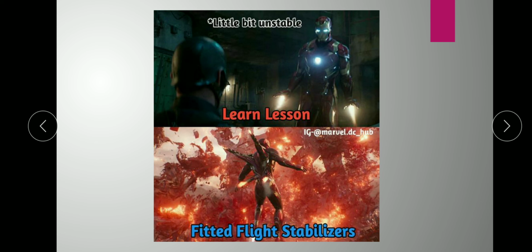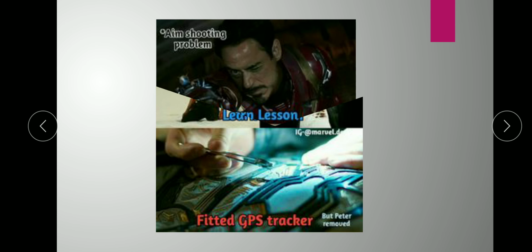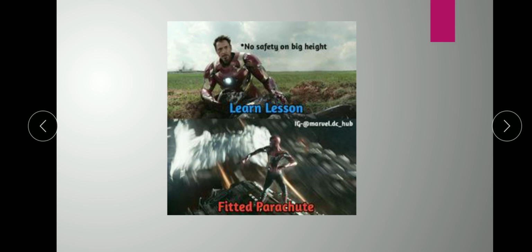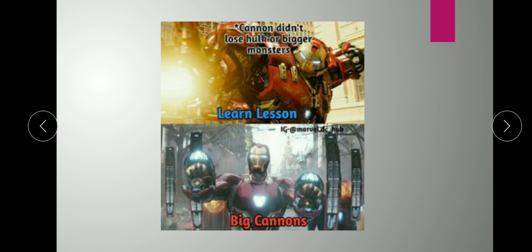And the flight is a little unstable, so he fitted flight stabilizers in his suit. And in the first part he was kidnapped and nobody could find him, due to which he had to add a GPS tracker in his suit. And he had a problem with shooting, so he came up with auto aim missiles. And this is again from the Civil War, I guess. He had no safety on big heights, so he fitted a parachute to the suit of Spider-Man. And he wanted big cannons, because the cannons in the Hulkbuster suit weren't that efficient, so he came up with his own cannons.